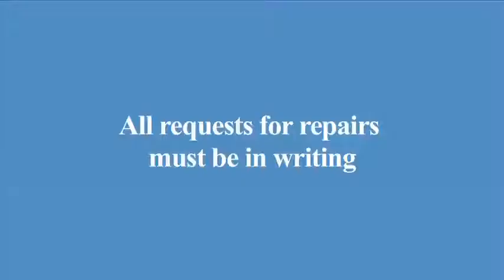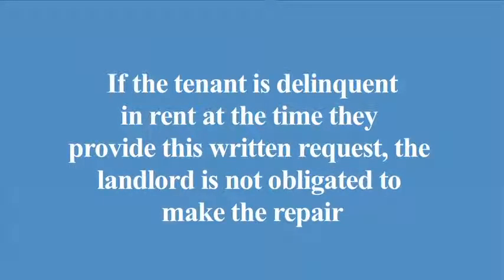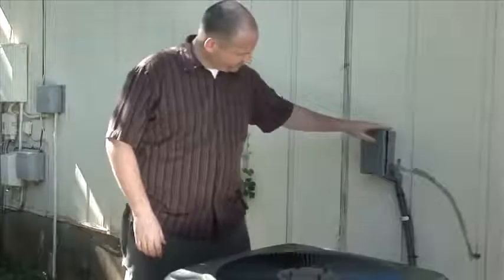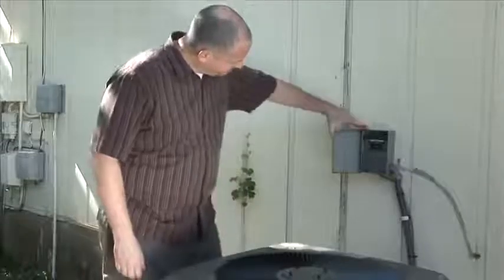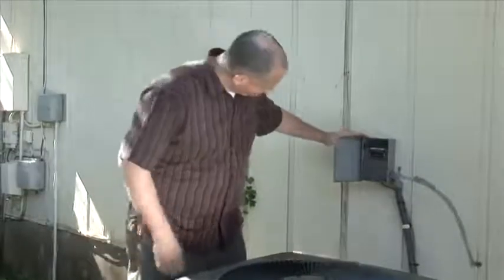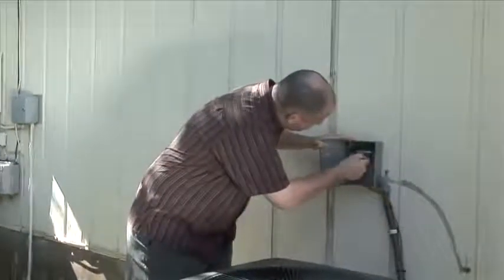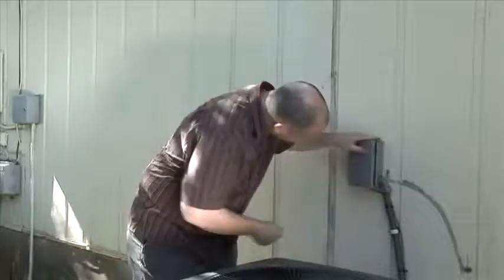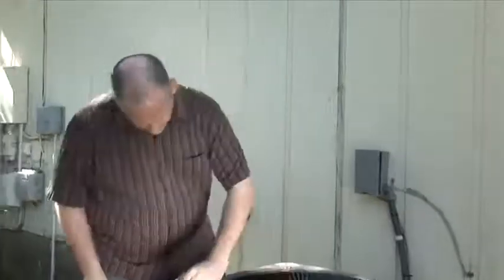This paragraph addresses repair obligations for both the landlord and tenant. All requests for repairs must be in writing. Keep in mind that if the tenant is delinquent in rent at the time they provide this written request, the landlord is not obligated to make the repair. That is why it is important to stay current on the rent. This paragraph also provides a number to call in the event of an emergency related to the property.